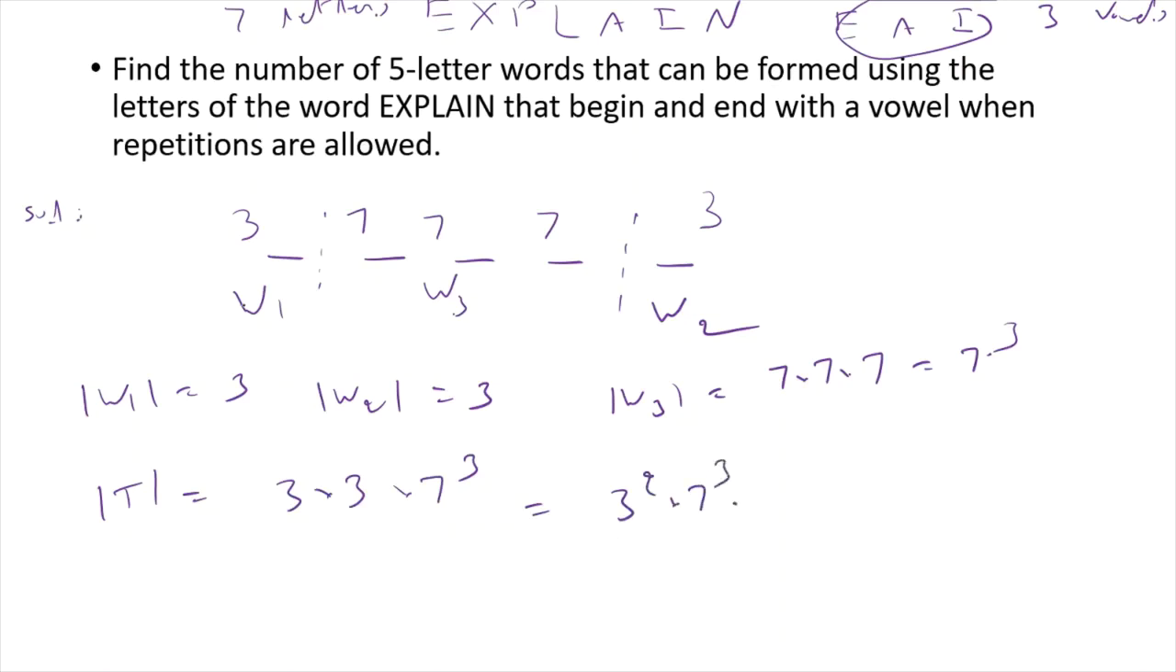So W1 is to fill the first blank with a vowel. And W2 is to fill the last blank with a vowel. So here the vowels are A, I and E.